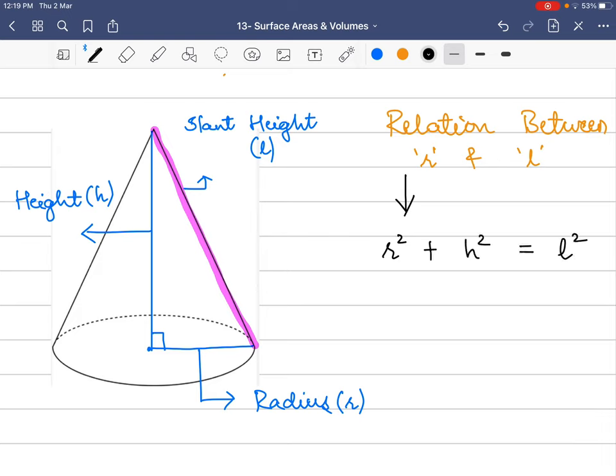Simple and straightforward. It's our plain, very famous and very common Pythagoras theorem that we use in a right angle triangle. The summation of the side squares is equal to the hypotenuse square. So this slant height L is our hypotenuse. So r square plus h square is equal to L square. This is very important in establishing a relationship between all these three parameters which define any right circular cone.